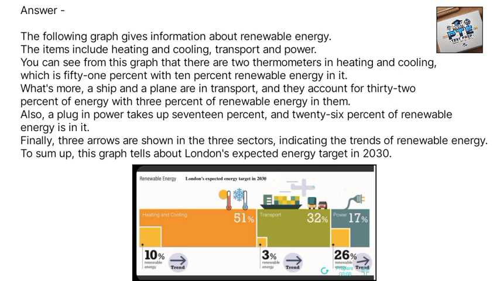energy with 3% of renewable energy in them. Also, a plug-in power takes up 17%, and 26% of renewable energy is in it. Finally, 3 arrows are shown in the 3 sectors, indicating the trends of renewable energy. To sum up, this graph tells about London's expected energy target in 2030.